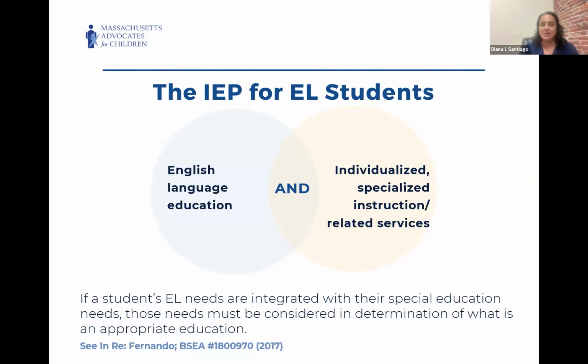Okay, here we have the IEP for English learner students. A really important thing, that the IEP, where that student's English language education needs intersect with their disability-related needs, that student is entitled to both English language education and individualized specialized instruction and related services for their disability. So where there's that intersection, that student's English language education needs should be incorporated into the student's IEP.